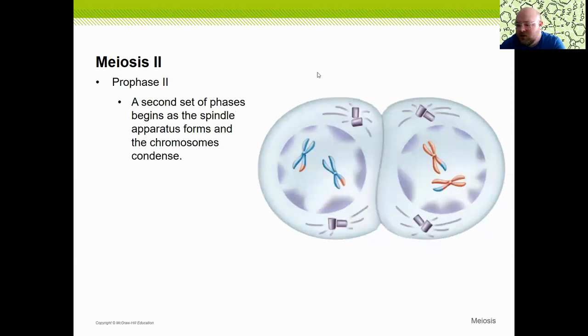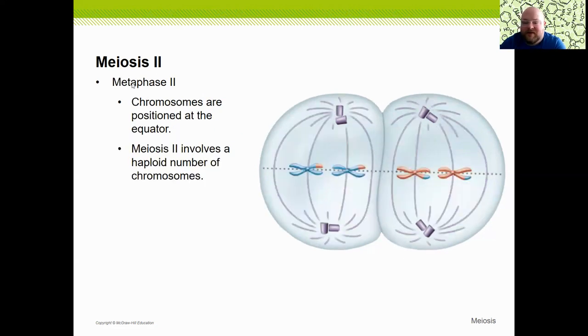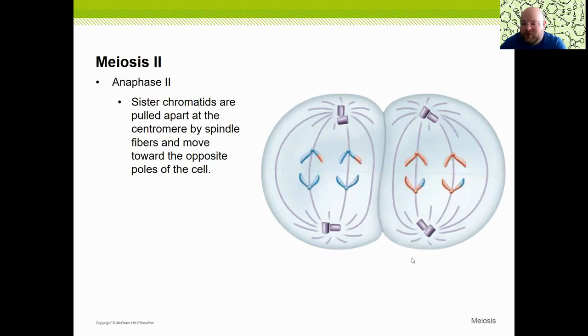Meiosis 2 begins with prophase 2, so a second set of phases begins. The spindle apparatus forms, the chromosomes condense. Metaphase 2 happens, chromosomes are positioned at the equator. Meiosis 2 involves a haploid number of chromosomes. Anaphase 2 begins, and these sister chromatids are pulled apart at the centromere by the spindle fibers and move towards the opposite poles of the cell.